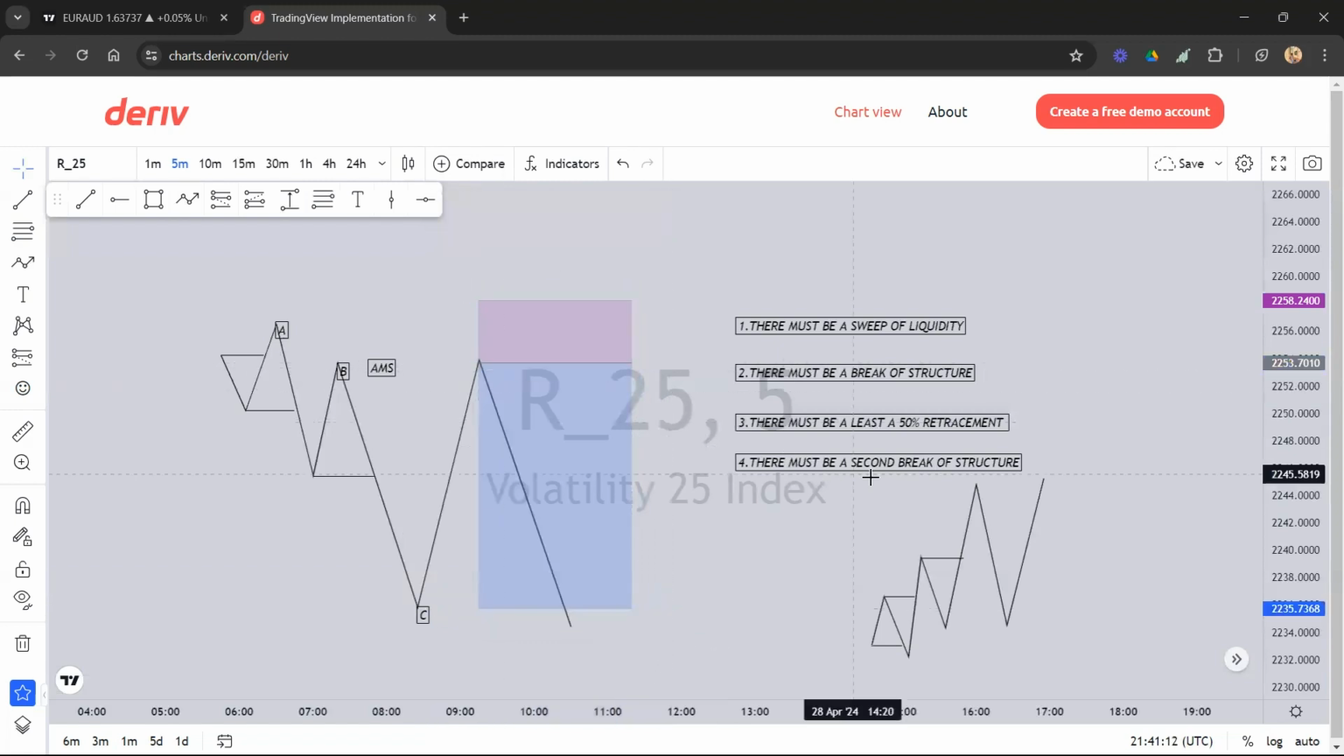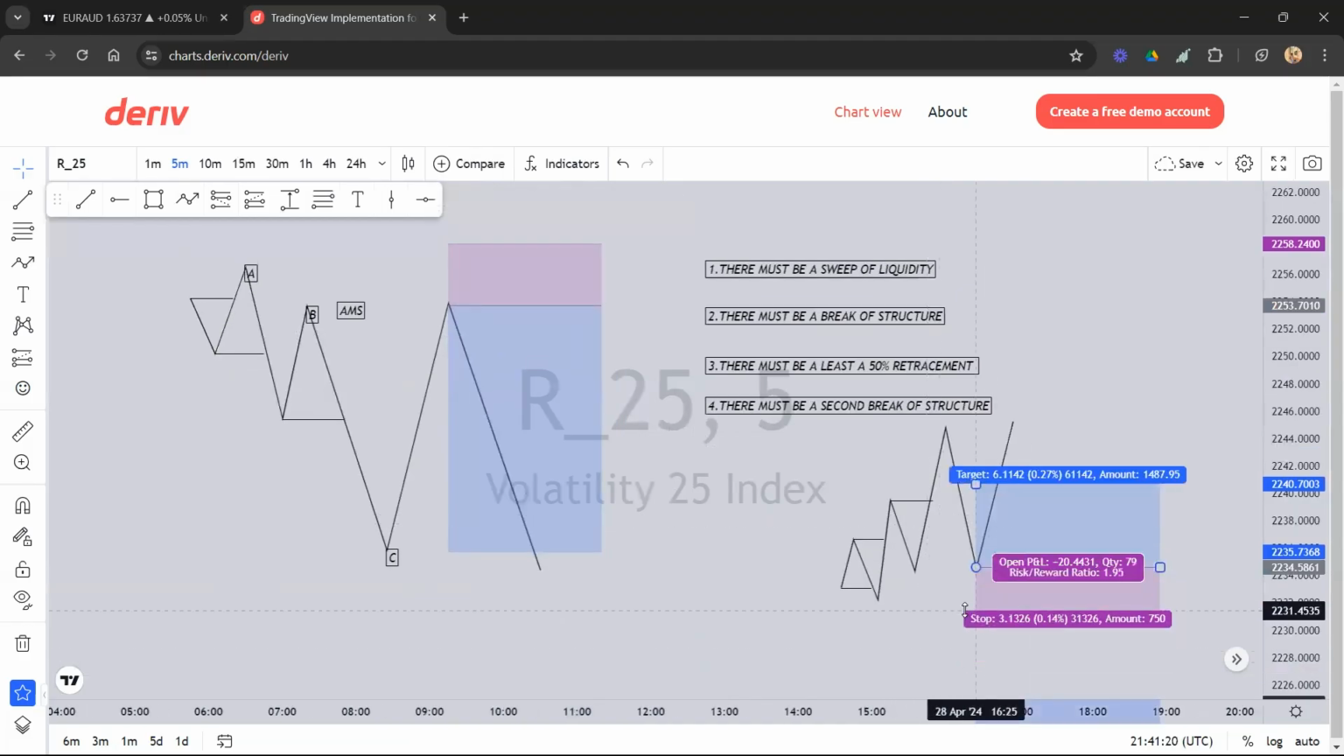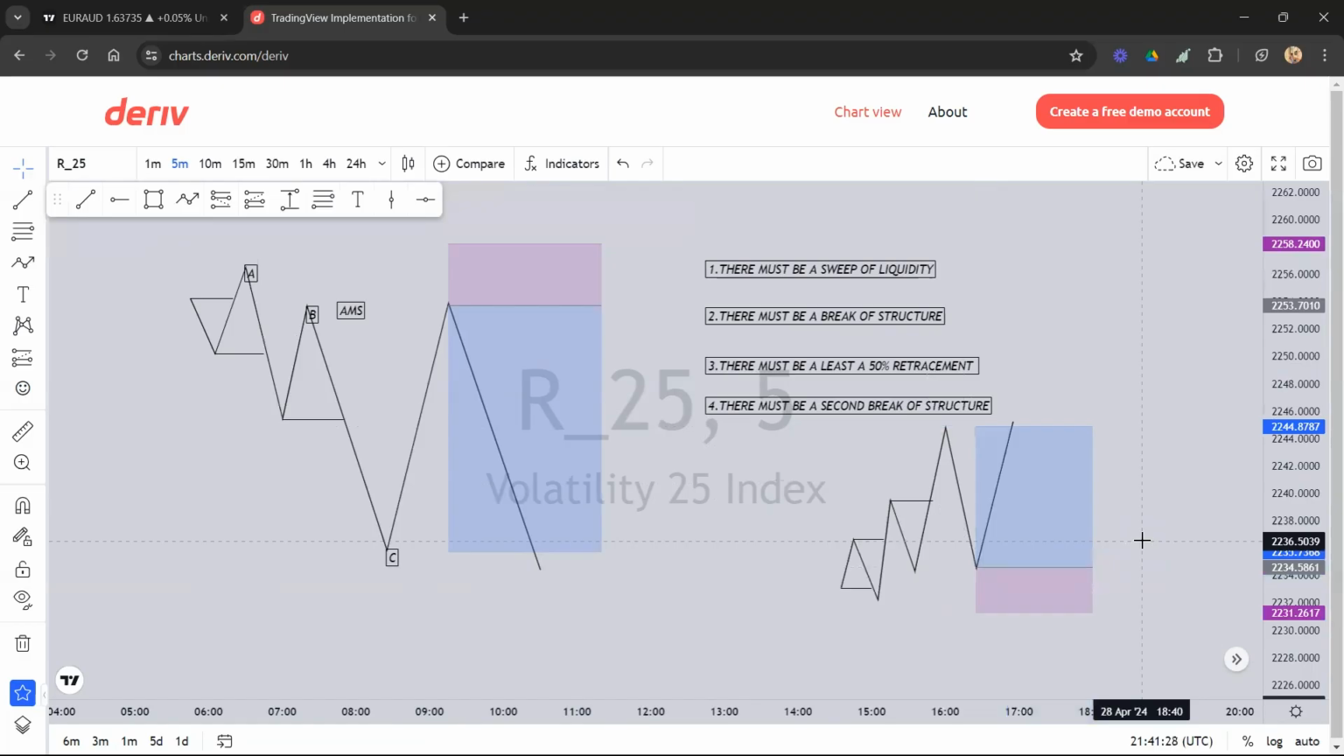Have you seen? Let's say we are buying this. The stop loss will be below here, and take profit will be here. So you see how it is. It's not hard. Just follow the rules.